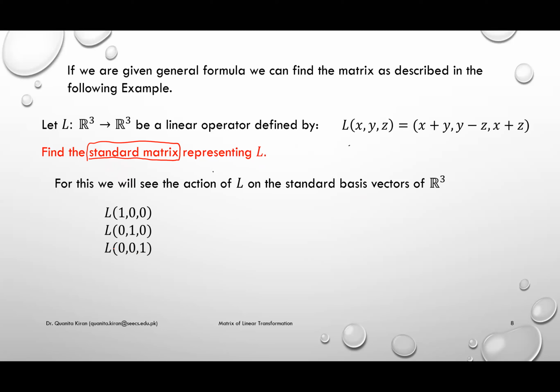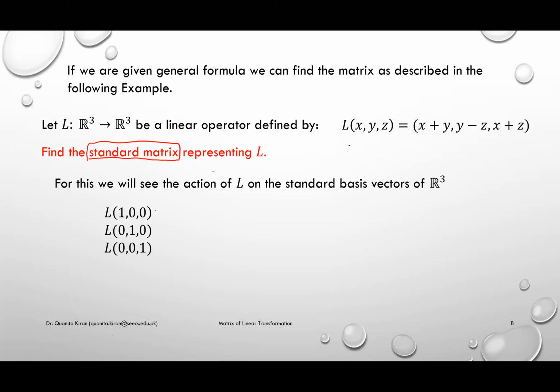So why do we call this a standard matrix? We call it a standard matrix because to obtain this matrix, we use the standard basis of R3. As we have discussed many times, there are many bases in R3: any three linearly independent three-dimensional vectors can generate R3, but the standard basis is taken to be (1, 0, 0), (0, 1, 0), and (0, 0, 1). That is why we call this matrix the standard matrix.